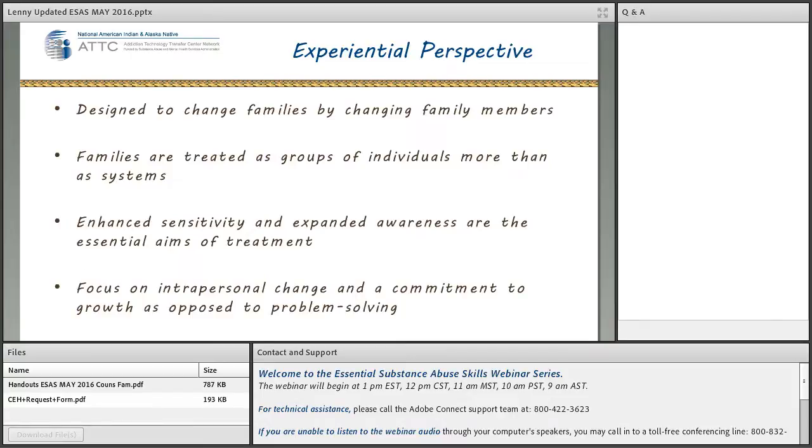Experiential Perspective: designed to change families by changing family members. Families are treated as groups of individuals more than as systems. Enhanced sensitivity and expanded awareness are the essential aims of treatment. They focus on interpersonal change and commitment to growth as opposed to problem solving.